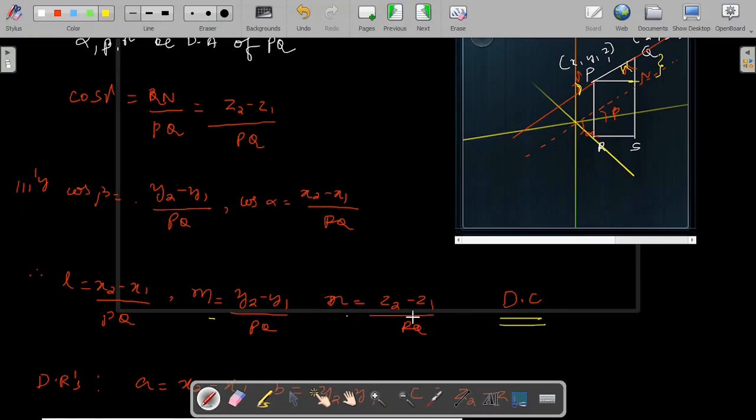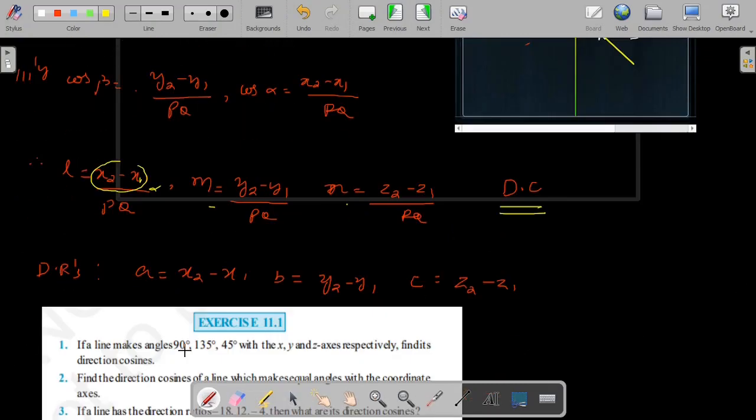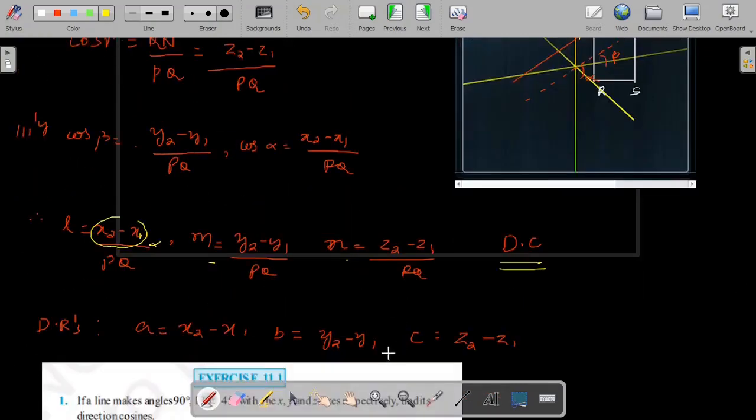Now, one set of direction ratios can be given by numbers proportional to x2 minus x1, which is proportional to l, because this numerator itself is proportional to x2 minus x1. This is proportional to y2 minus y1, as that is in the numerator. So you will have direction ratios x2 minus x1, y2 minus y1 and z2 minus z1. These are the direction ratios of the line.